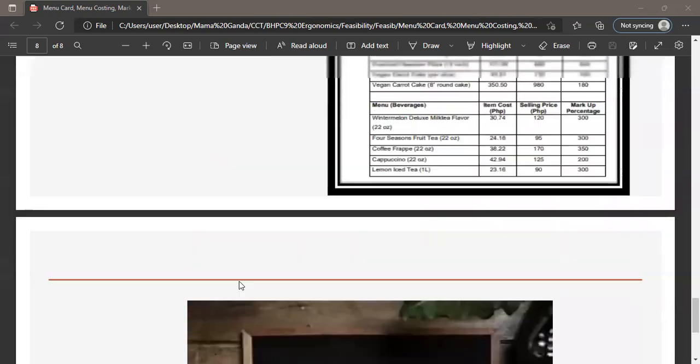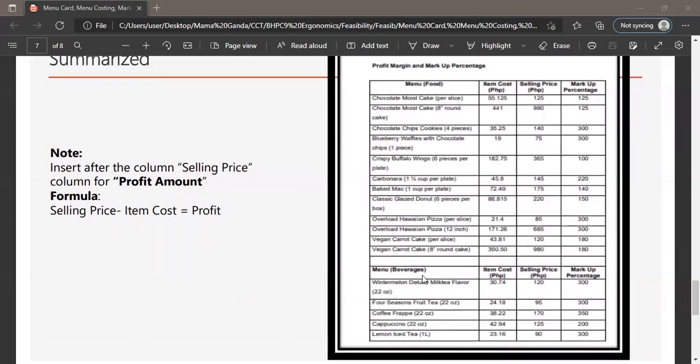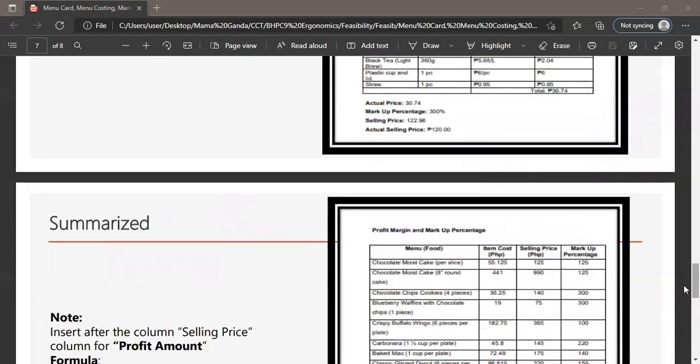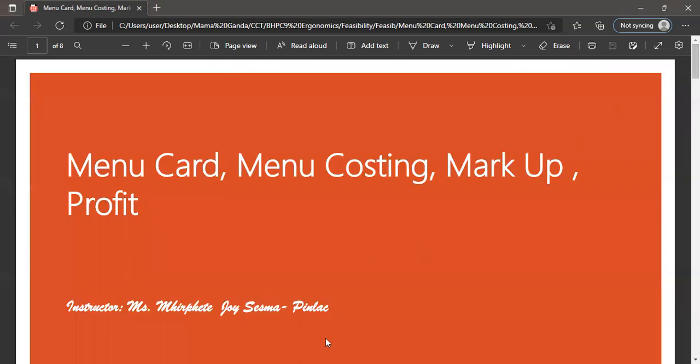Okay, that's it for the computation of the menu costing, profit, the selling price, and the menu card making consideration.